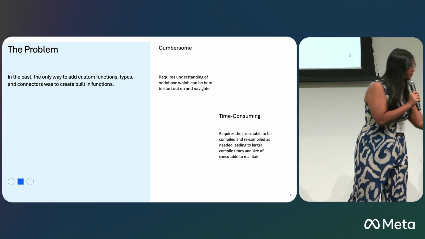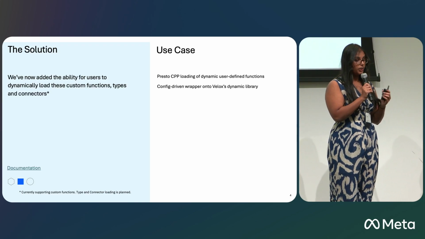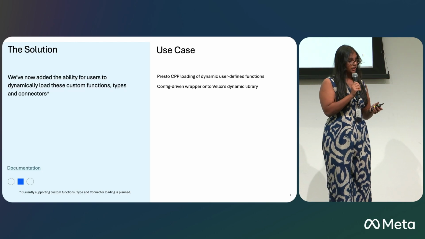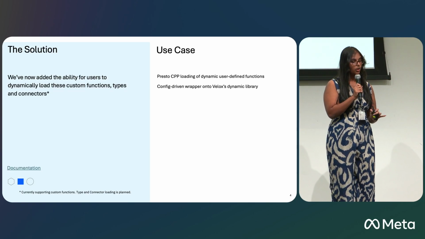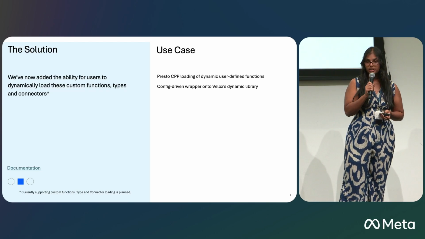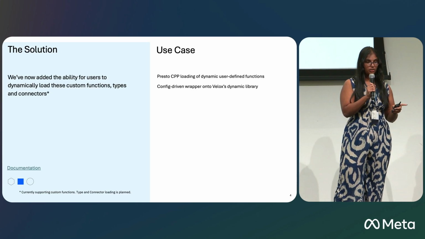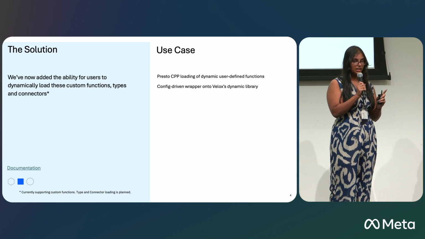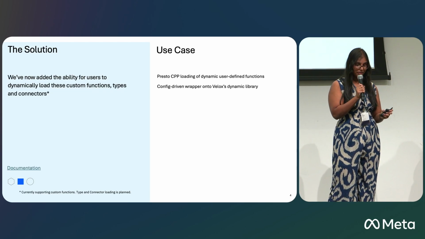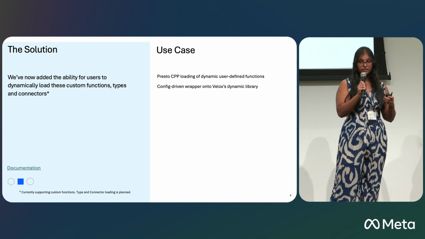So the solution is we have now added the ability for users to dynamically load any functions, custom functions that they would like. In the future, we also want to extend that to types and connectors that is currently in the works. So what does that look like? Let's explore this use case. So let's see how Presto C++ is going to load dynamically loaded user-defined functions, UDFs, and use this config-driven wrapper using the Velox dynamic library.